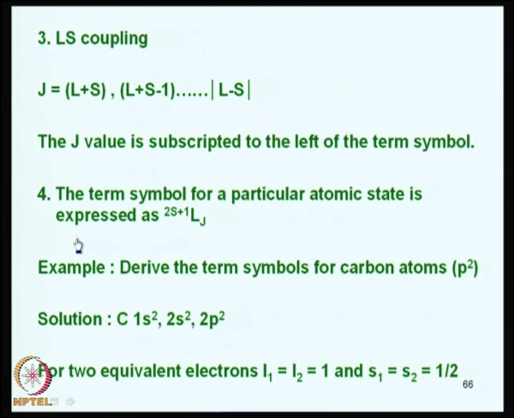Now, let us take a small example, that is we will derive the term symbols for the carbon atom, which has 2p electrons. So, the structure of the carbon atom is given by 1s2, 2s2 and 2p2. So, for two equivalent electrons L1 is equal to L2 is equal to 1 and for the spins S1 is equal to S2 is equal to 1/2. That is, we are not taking into account 1s2, but only the 2s2 and 2p2 orbitals. So, for that the values are L1 = L2 = 1, S1 and S2 are 1/2.